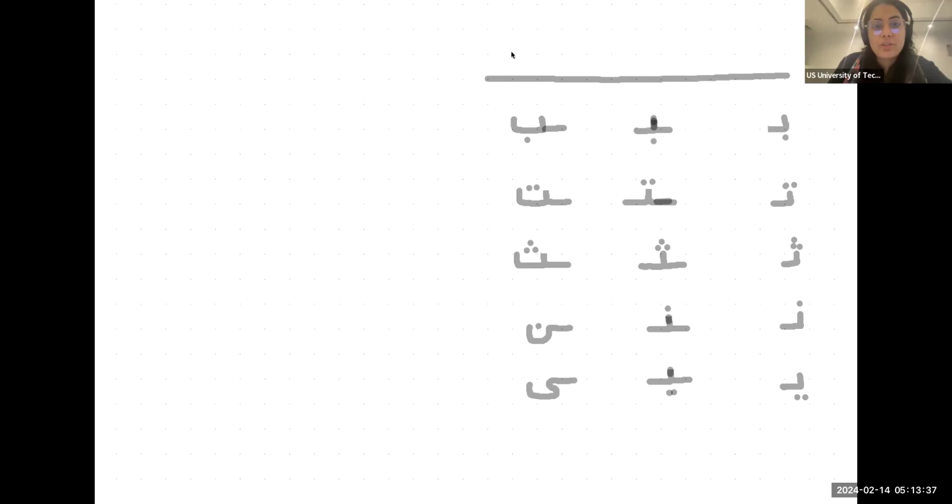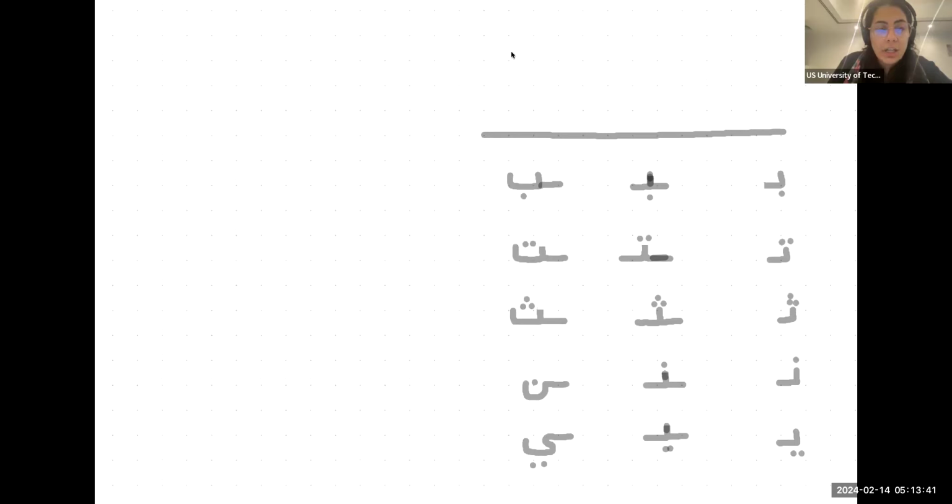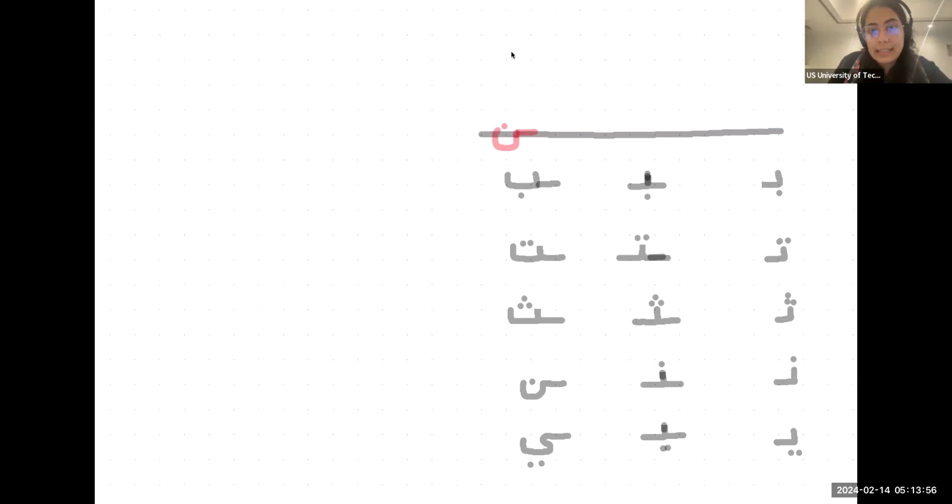Okay, so if I want to write it based on the line, for example, the na, I will change the color for you to be able to see. So I put like that, and I go down above the line, and then I put the dot for na, for example. For ya, it's also under the line. So I draw it like that, and I go under the line for the ya.